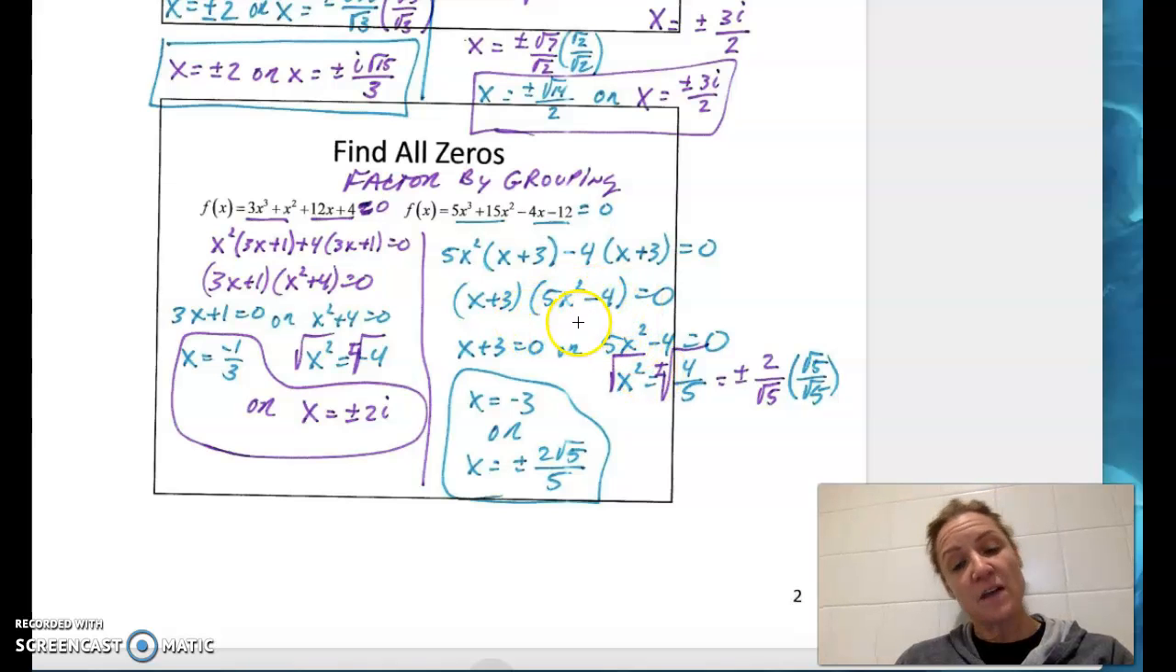Then you're going to take the 5x squared minus 4, set it equal to 0. Add 4 to both sides, divide both sides by 5. This one you're going to have to get the radical out of the denominator by multiplying by rad 5 over rad 5. This gives you 5 in the denominator and 2 rad 5 in the numerator, and then plus minus. So that's 2 answers here, 1 answer here. The largest exponent was 3 or cubed.